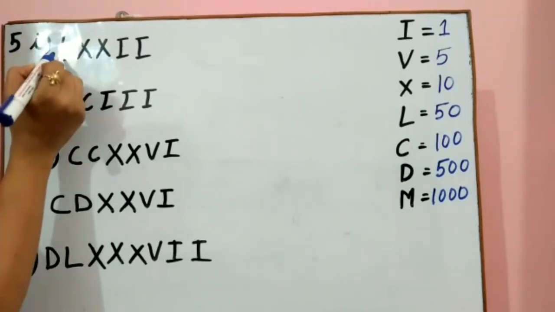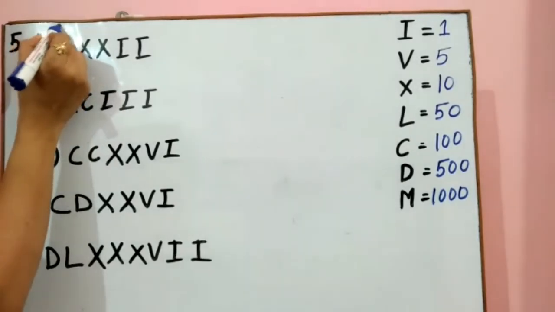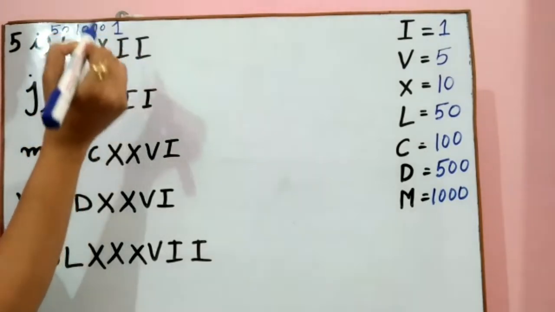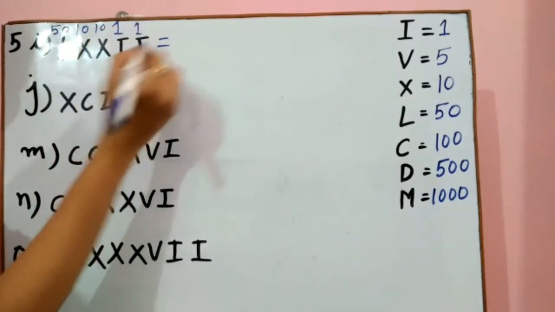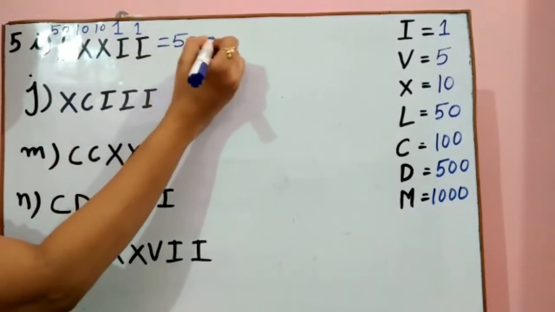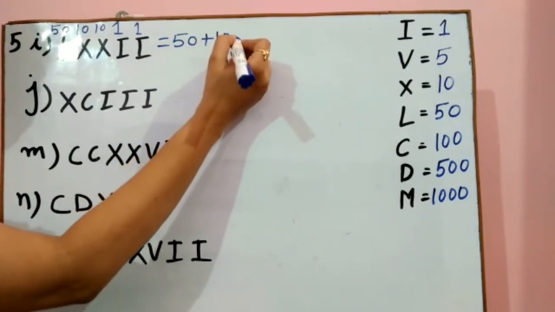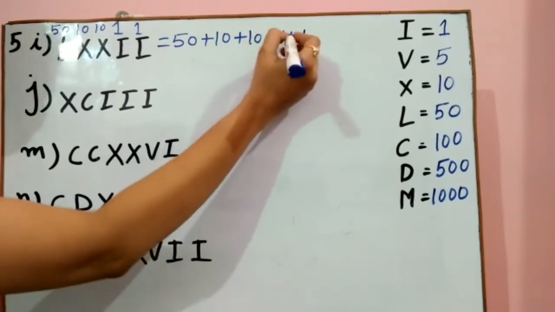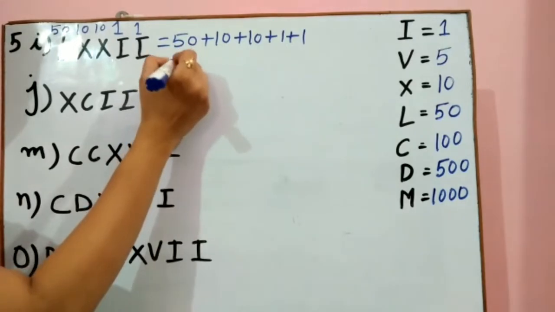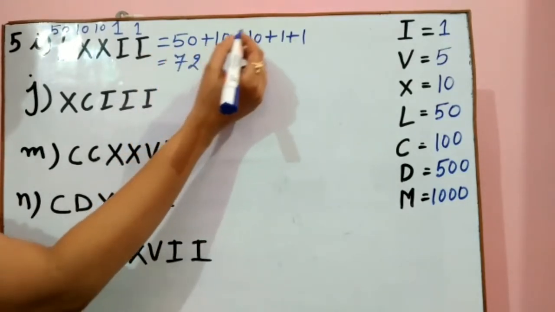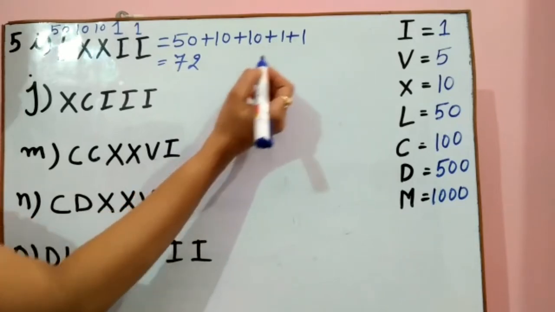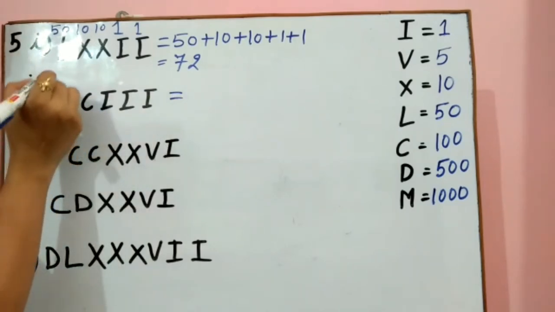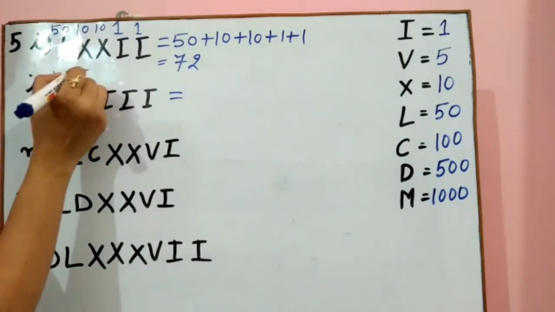The next is I. The value of L is 50. X is 10. I is 1. 50 plus 10 plus 10 plus 1 plus 1 is equal to 70. 50 plus 10, 60 plus 10, 70, 72. Understood?